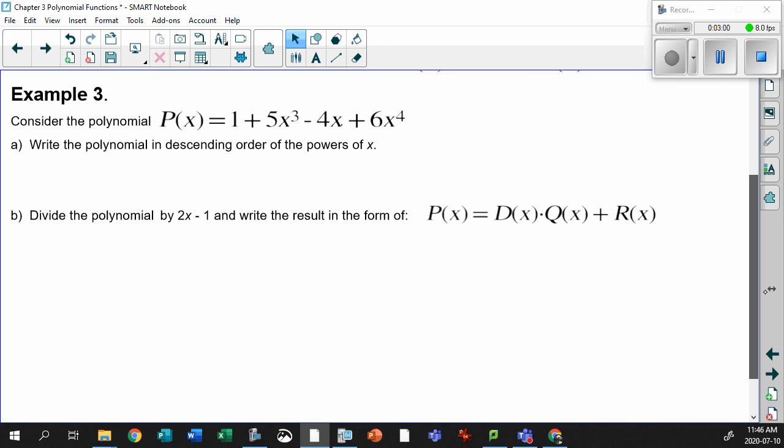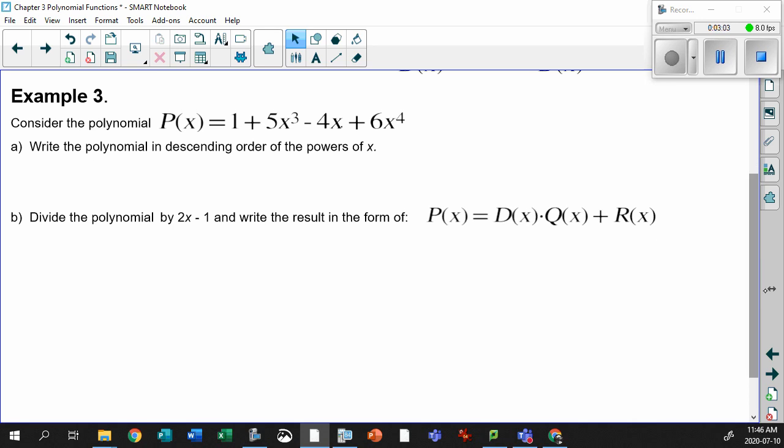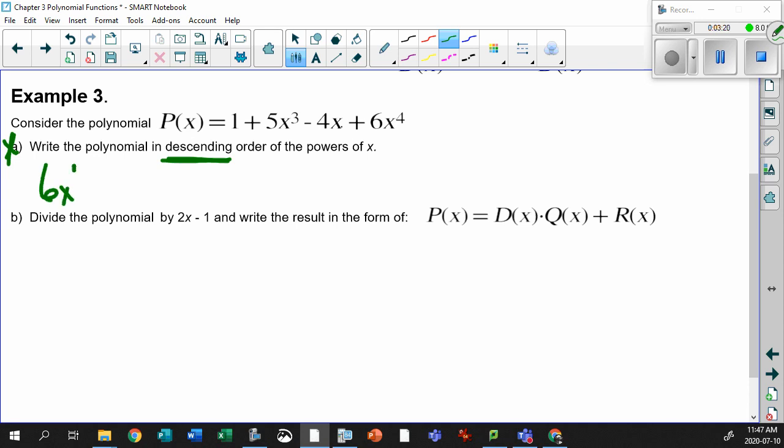Take a look at example 3 here. It says, consider the polynomial 1 plus 5x cubed minus 4x plus 6x to the 4th. What a mess. The first thing you'll notice is it's going to help you out. It says, write this in descending order. So I'm going to write it in descending order. Who's the highest power? Of course, 6x to the 4th, followed by plus 5x cubed. There's your next one. Followed by, I don't see an x squared in there, do you? For right now, we're just going to forget the squared. We'll get back to that in a second. Minus 4x plus 1. Got it?